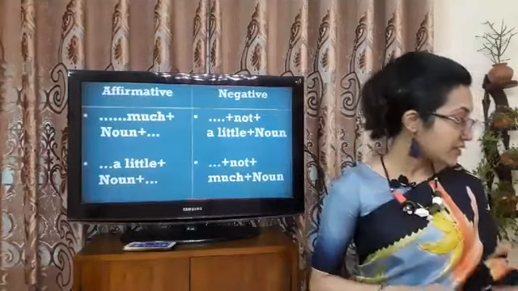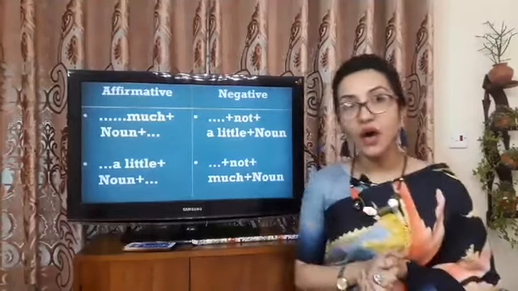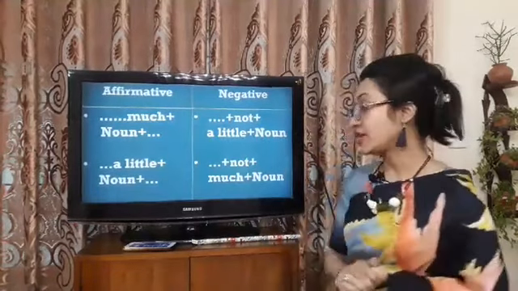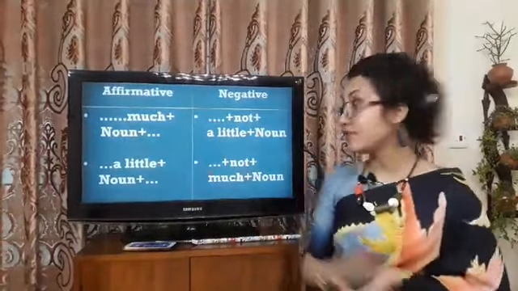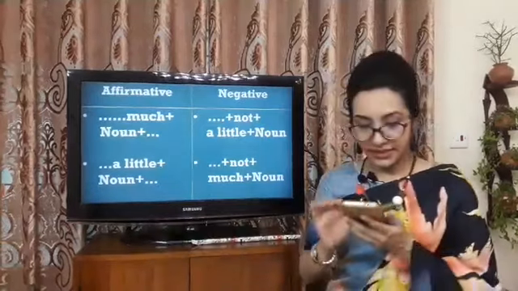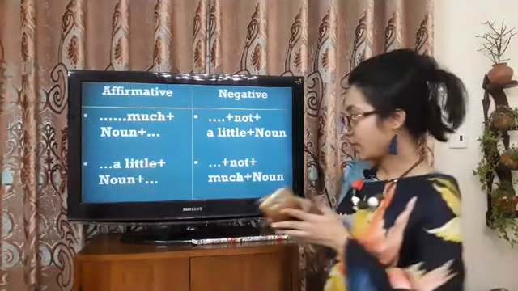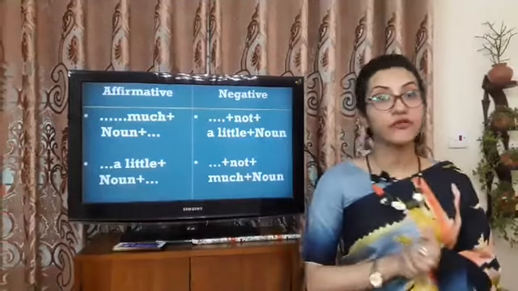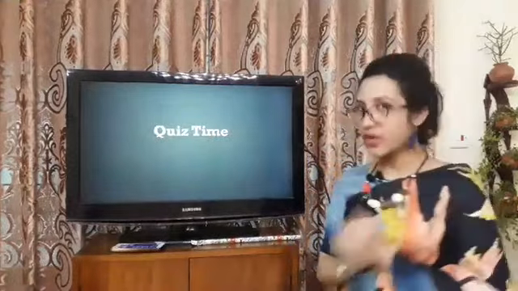So the rule is again very simple, very easy one. If you have much plus noun in affirmative, you're going to write not a little. If you have a little in affirmative, you're going to write not much. Okay, so I hope you have covered these two rules too. Let's see. ছোট্ট একটা আবার কুইজ নিয়ে নিই শুধুমাত্র এই দুটো রুলসের উপর. That means countable noun and uncountable noun.